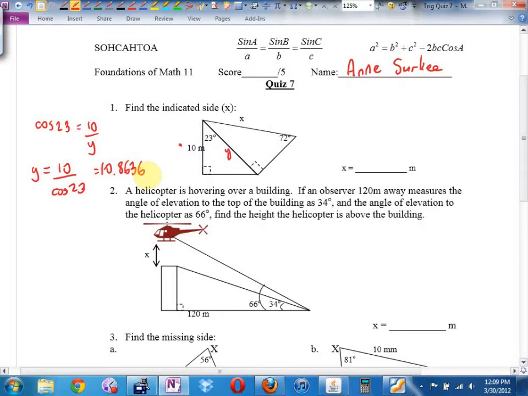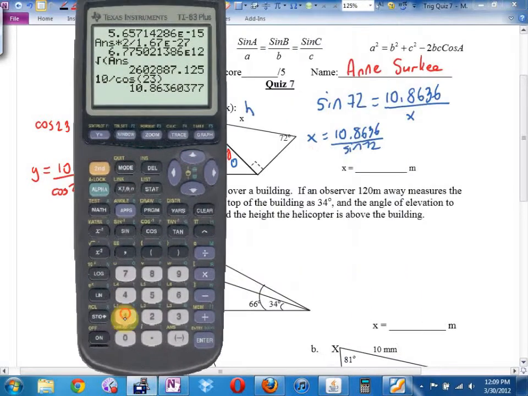10.8636. And now to find X, I can go opposite, hypotenuse: sine of 72 equals 10.8636 over X. So X is going to be 10.8636 divided by the sine of 72. Oh heck, I got the answer right there. That answer divided by sine of 72.